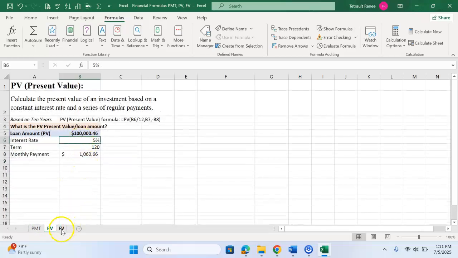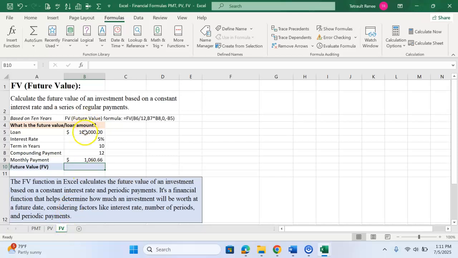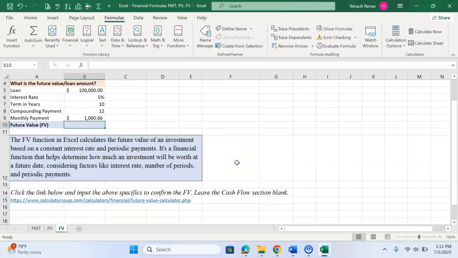The last one, future value. So here's the loan amount at the same interest rate. Term in years, 10 years, and it's monthly payments of 12 months each year at an amount of $1,060. So the future value is the investment based on this constant interest rate and periodic payment. It determines what the investment will be worth at a future date, considering factors such as the interest rate, number of periods, and periodic payments.